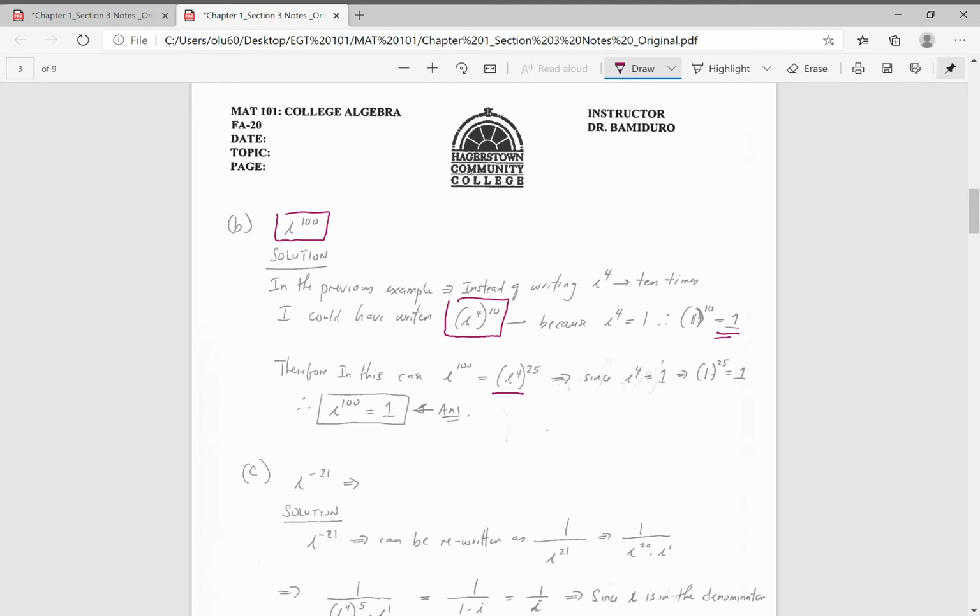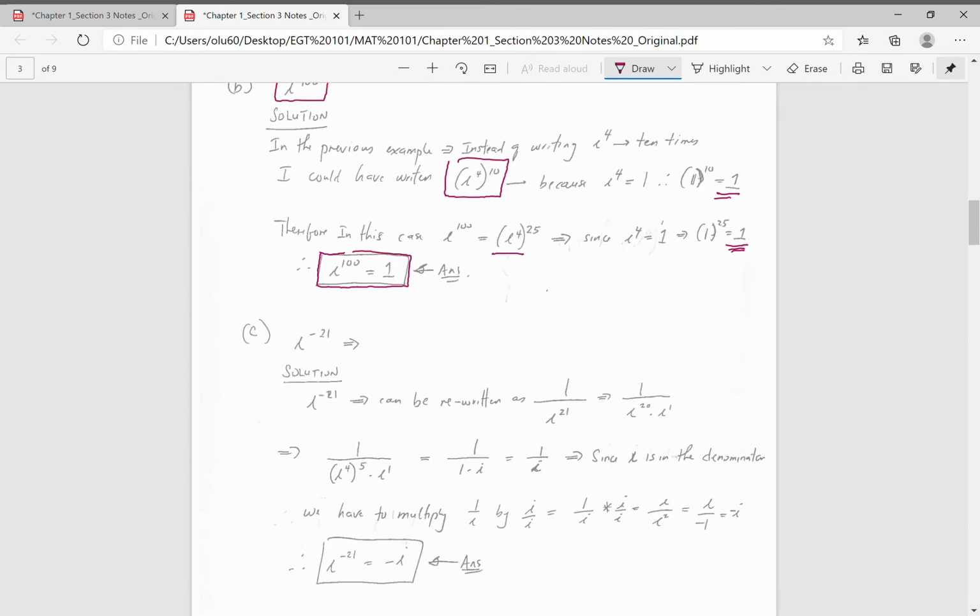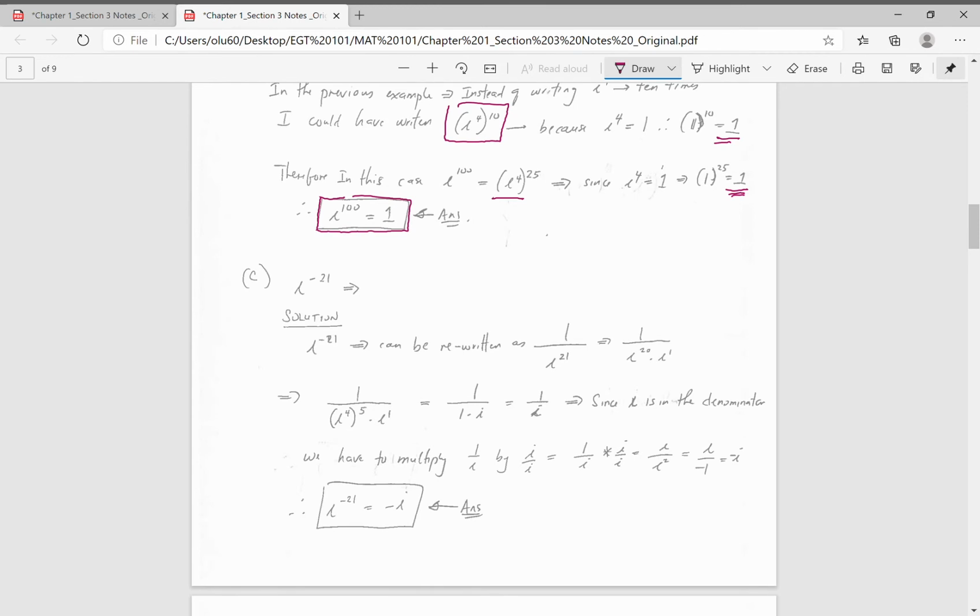i to the 4th is 1. So 1 raised to the power 25 is nothing more than just 1. So i to the 100 is equal to 1. That's your answer. Okay. Now this is slightly different.